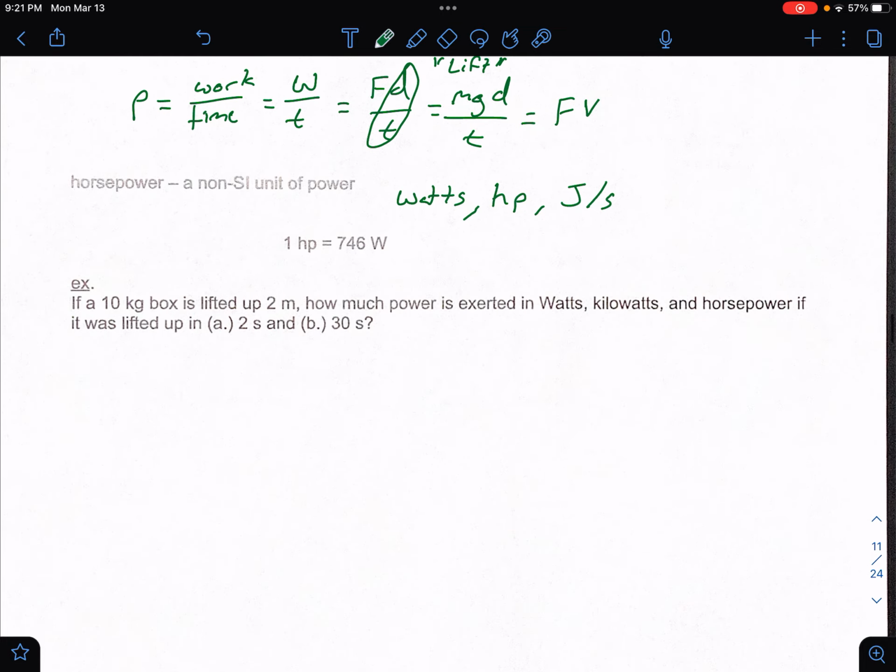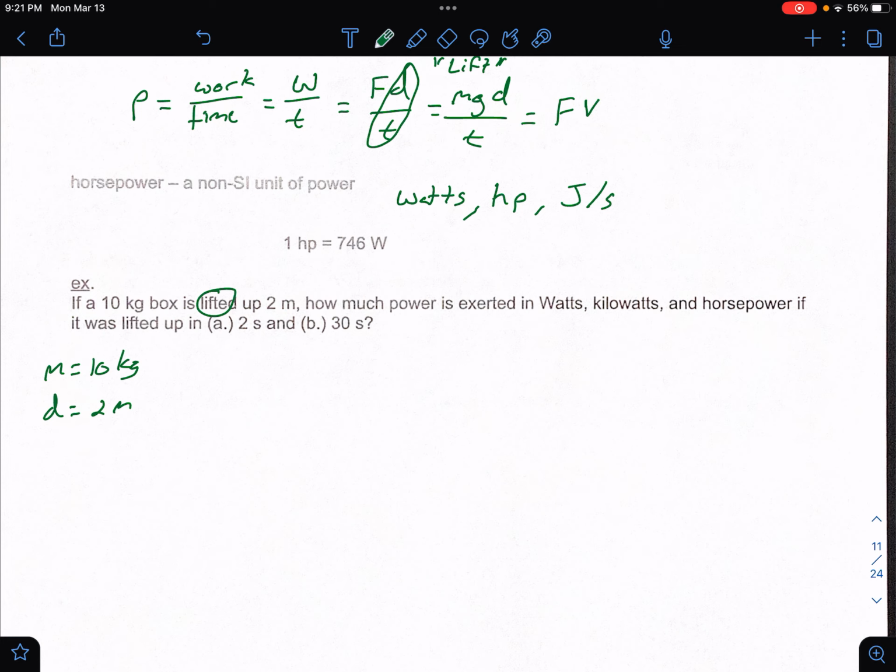Great, so an example: if a 10 kilogram box is lifted, so there's a key word there, lifted. That means gravity is going to matter, so mass is going to matter. So mass is 10 kilograms, lifted up 2 meters, so my distance is 2 meters. How much power is exerted in watts, kilowatts, and horsepower?